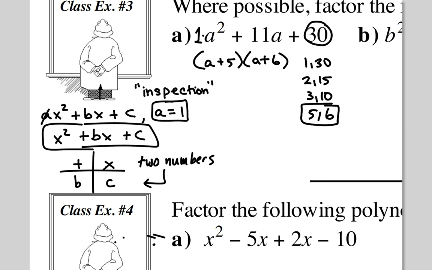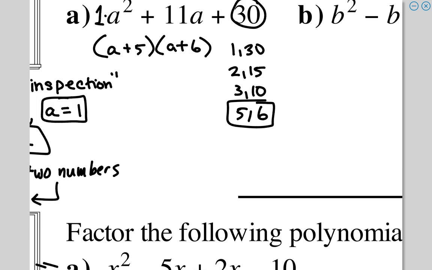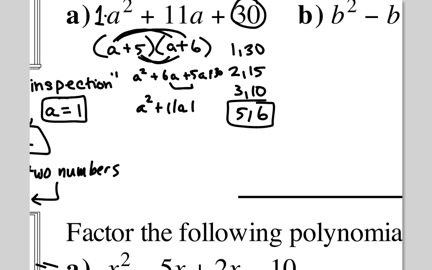Okay, and then if you don't believe me, let's FOIL it out. So a times a is a squared. A times 6 is 6a. 5 times a, and then 5 times 6 is 30. And then you collect the middle term, you get a squared plus 11a plus 30, back to where we started.